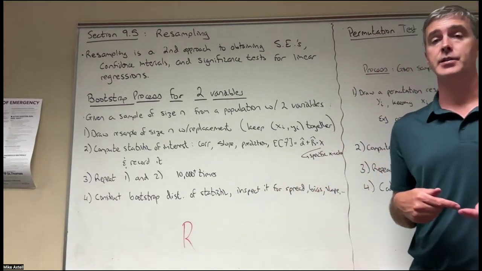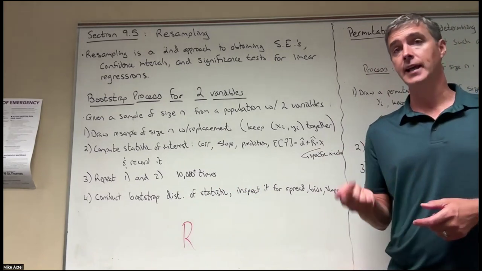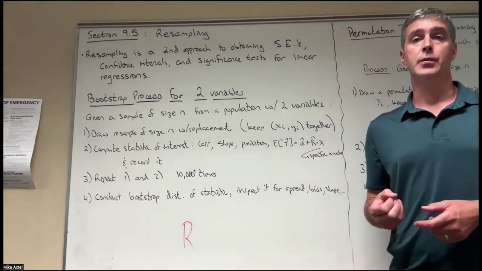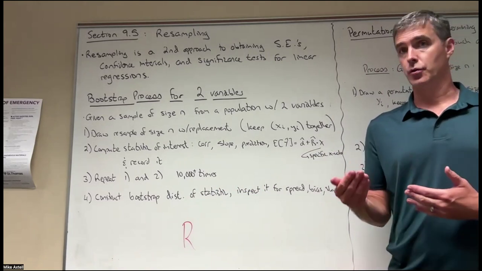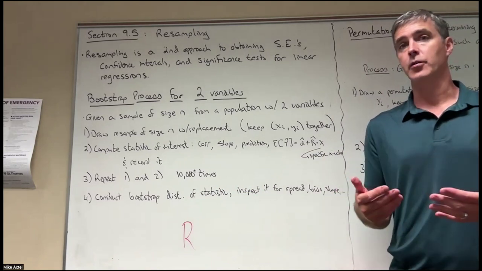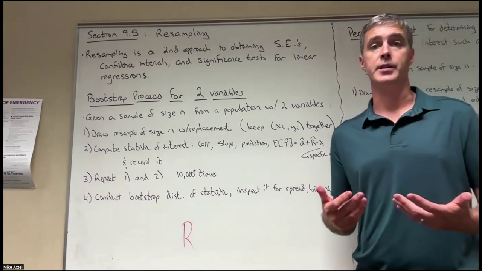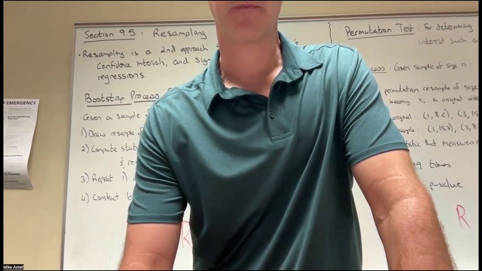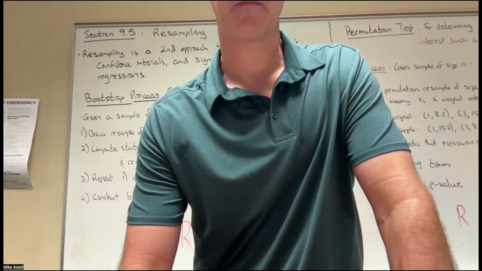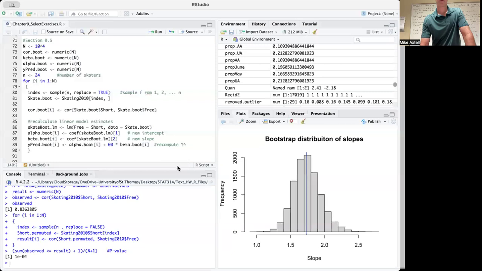So let's look at how that's done in practice. We're going to use the skating data again. The predictor variable is the score on the short program, and the response variable is their score on the free skate program. So let's go to R, same old notebook. I'm up here on section 9.5, lines 72 onward.